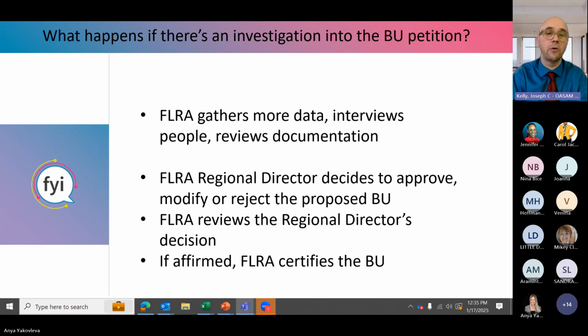And then the FLRA reviews the regional director's decision to affirm or deny it. And if the decision is affirmed, then the FLRA certifies the bargaining unit. Next slide, please.